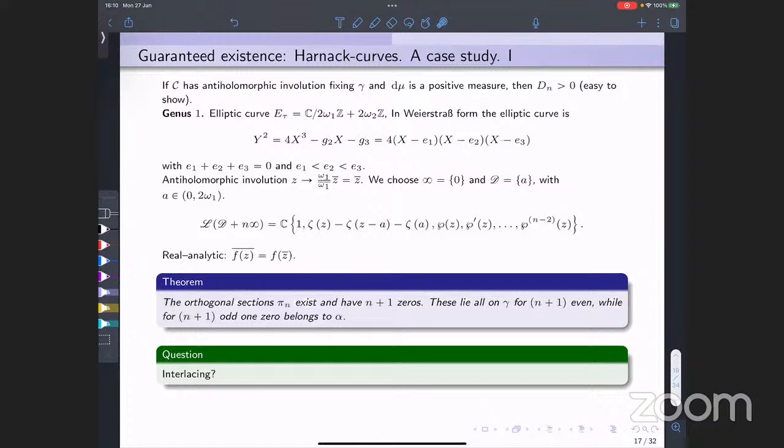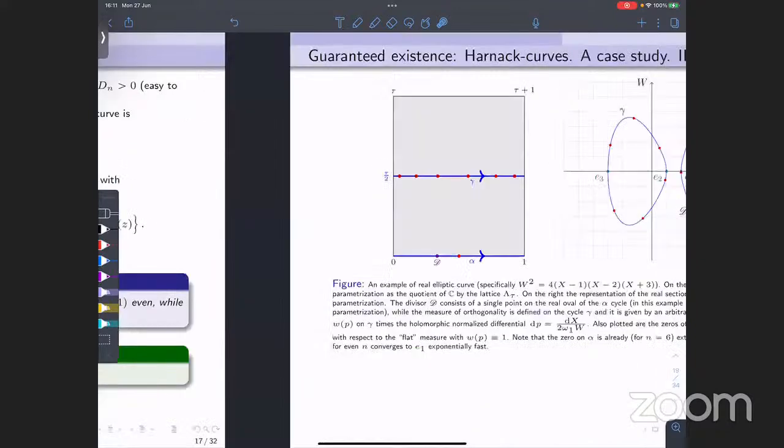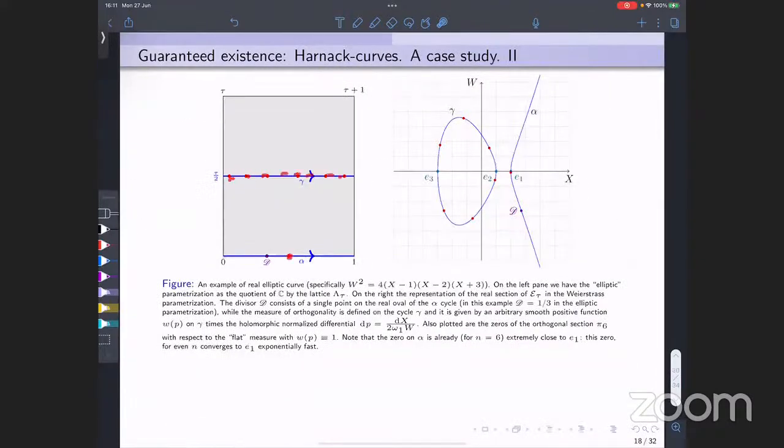Then you study the structure of these polynomials. Sorry, I call them polynomials, but they're not, right? They're linear combinations of these things. You ask standard structural properties of orthogonal polynomials: where are the zeros, do they interlace, etc. They have n+1 zeros, and they are all on the support except possibly one, which can be in the other oval. This d is the divisor. And then you ask about asymptotics, right? Let's send n to infinity. What can we say about the asymptotics of this object? Can we write formulas?